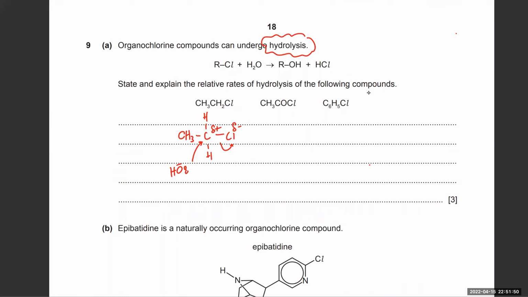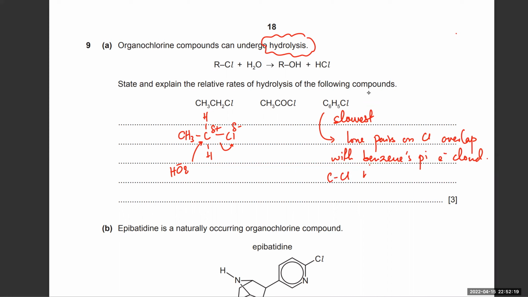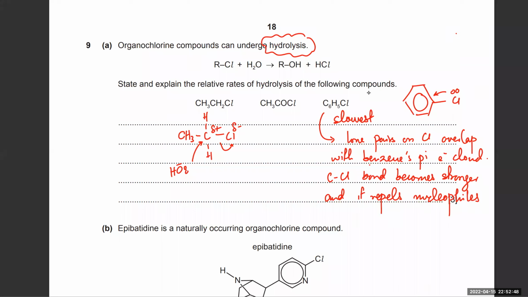This is going to be the slowest. And you're going to explain over here, this is the one with benzene, that the lone pairs on Cl overlap with benzene's pi electron cloud. And when they do that, the C-Cl bond becomes really strong. So it becomes extremely strong. So the Cl lone pairs and the benzene are all overlapping and it repels water molecules, or repels nucleophiles.